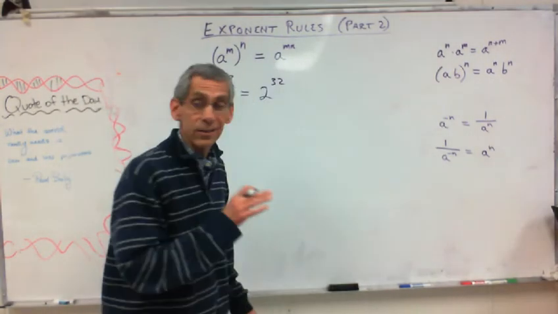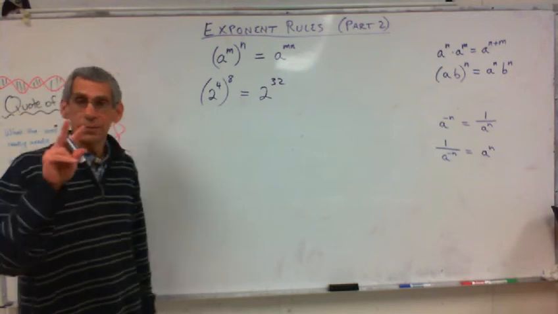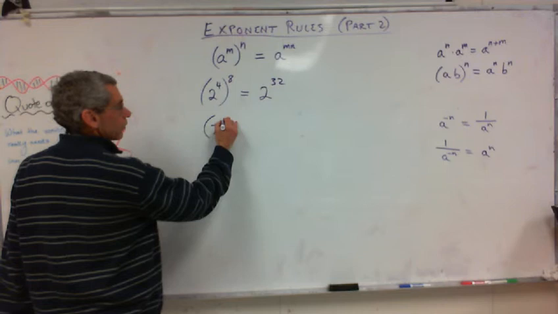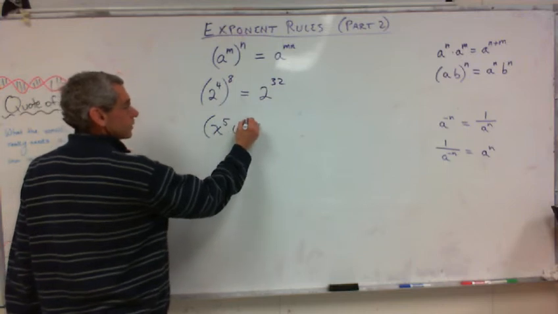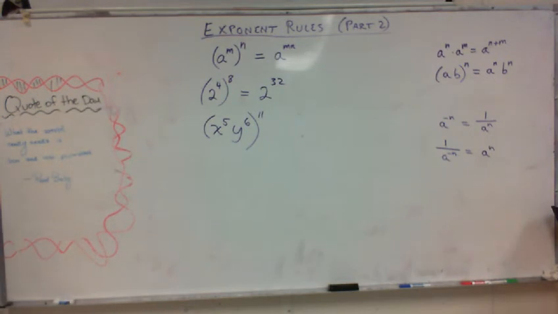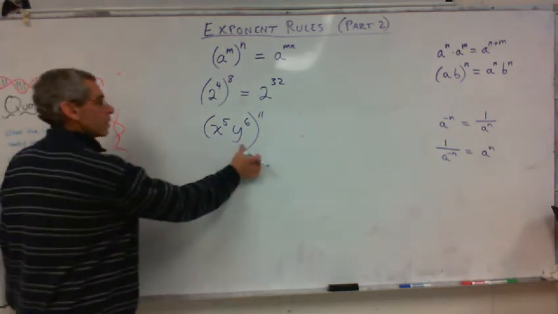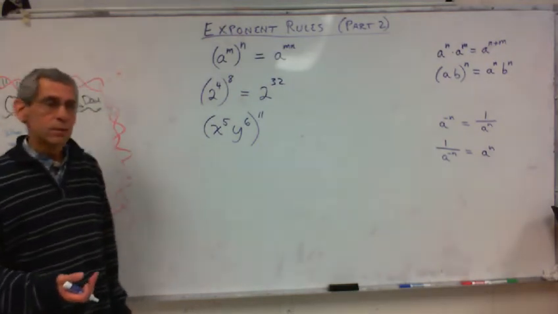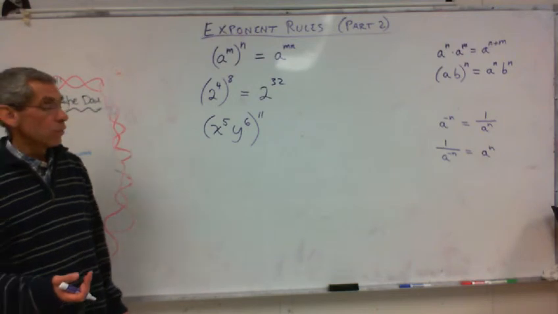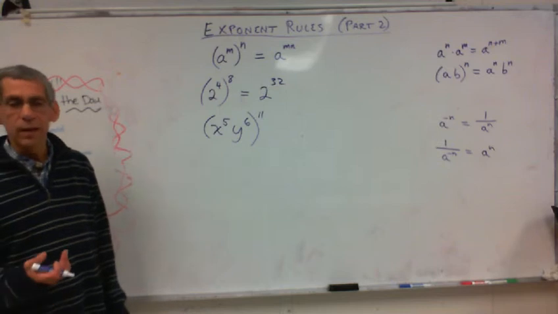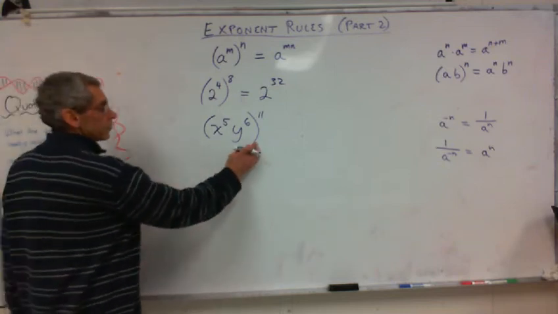All right, so another example. Because sometimes I'm going to actually combine 2 rules now. Watch this. X to the 5th, y to the 6th, raised to the 11th power. So write that down in your notes. X to the 5th times y to the 6th, all in parentheses, raised to the 11th power.